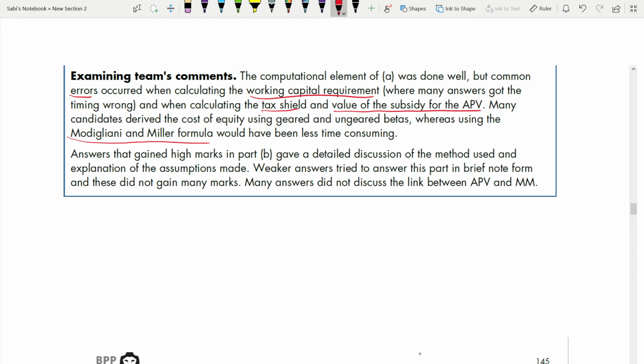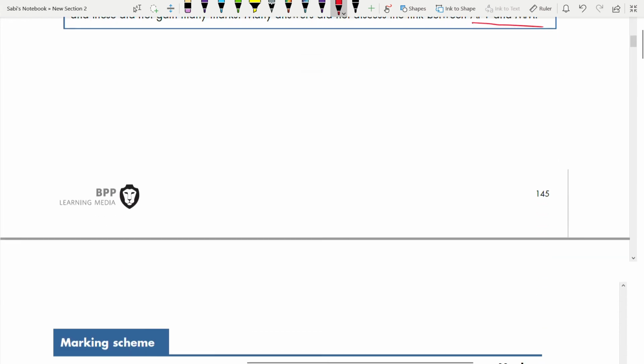Answers that gained high marks in part B gave a detailed discussion of the method used and an explanation of the assumptions made. Weaker answers tried to answer this part in brief note form and did not gain many marks. Many answers did not discuss the link between APV and MM. This link was missed out. You have to talk about it because there are so many assumptions in MM theory, and your APV is based on that theory only. So whatever calculations you do under APV need to be challenged. You need to write about those points for the theory in your part B.